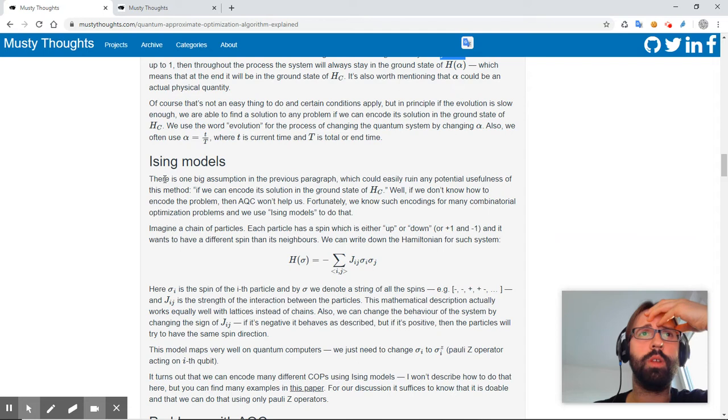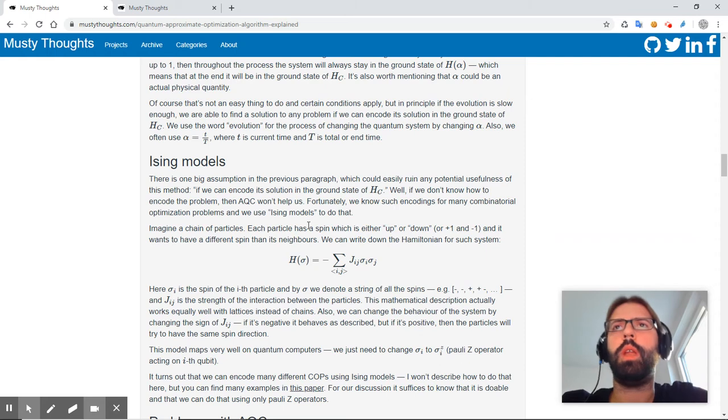Let's see. So there is one big assumption in the previous paragraph which could easily ruin any potential usefulness of the method: that we can encode the solution in the ground state of HC. If we don't know how to encode the problem, then AQC won't help us. Fortunately, we know such encodings for many combinatorial optimization problems, and we use Ising models to do that. Imagine a chain of particles. Each particle has a spin which is either up or down, plus or minus 1, and it wants to have a different spin than its neighbors. We can write down the Hamiltonian of such a system like this.